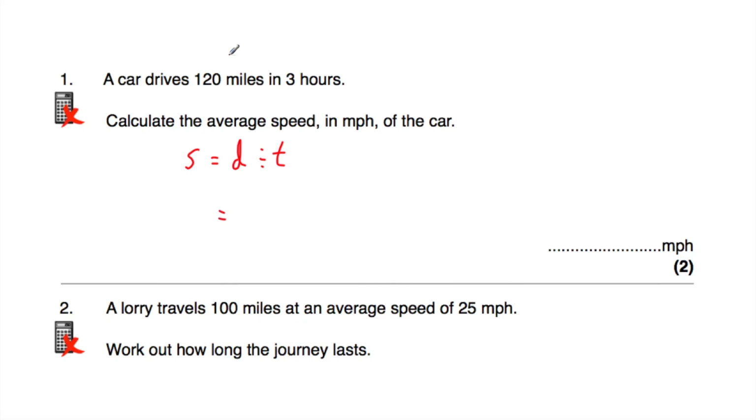So let's take the distance, 120 miles, and divide that by the time, which is 3 hours, and 120 divided by 3 would be equal to 40. So that means that the average speed of the car is 40 miles per hour, and that's it. We just worked that out because we know if the car drives 120 miles in 3 hours, it would drive 40 miles in 1 hour, so that means the speed is 40 miles per hour.